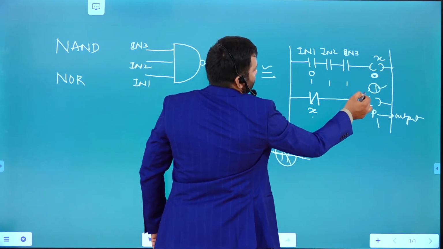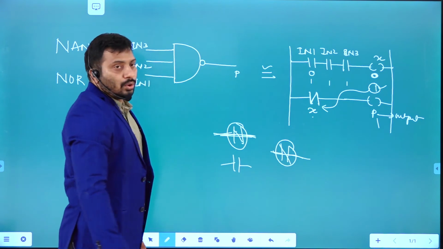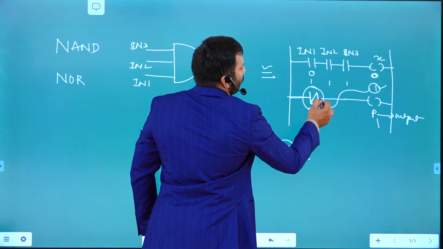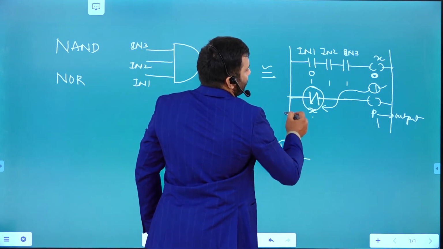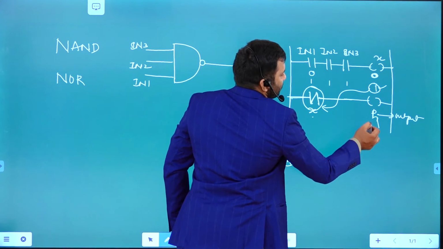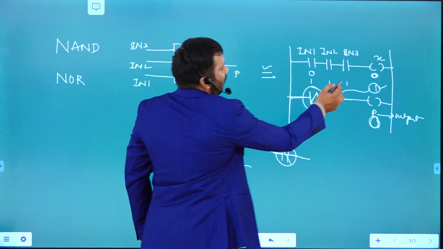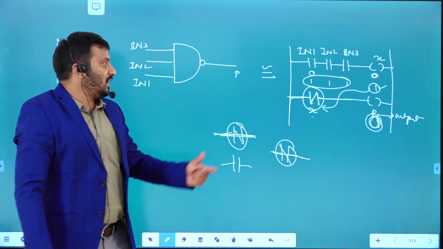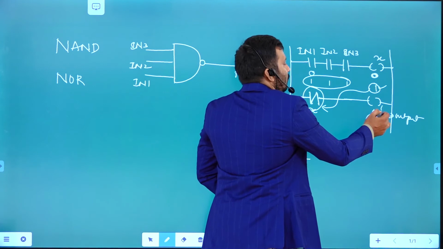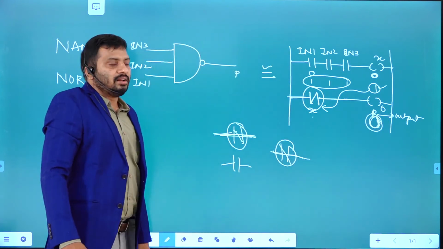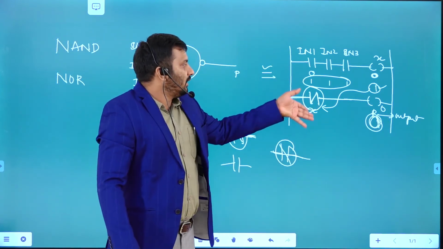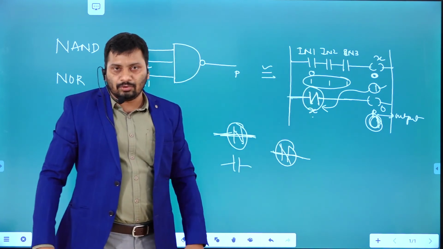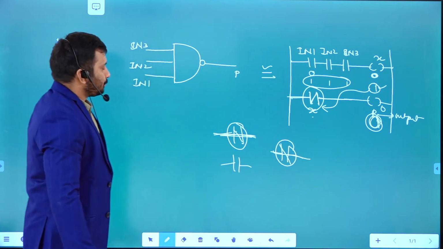Whenever this is 1, it acts like the input to the normally closed contact, so it is opened, and there is no power flow from the line voltage towards the ground. That is the reason the output becomes 0, right? If all are ones, the output is 0. That is the NAND gate. If any one is 0, then the output is 1. That is also the NAND gate. So the equivalent circuit of the NAND gate, you can write like this using a ladder diagram, right?